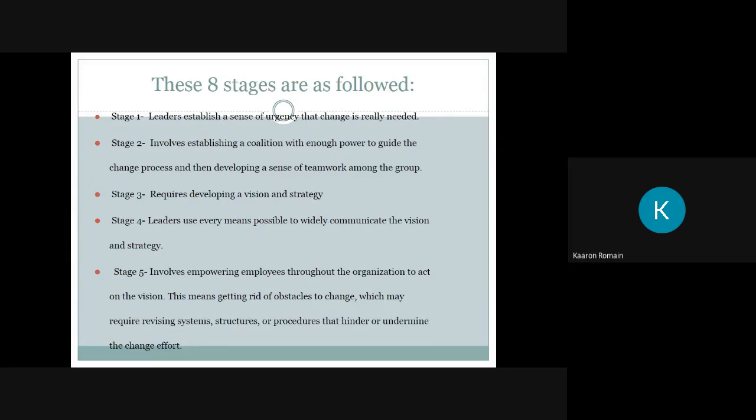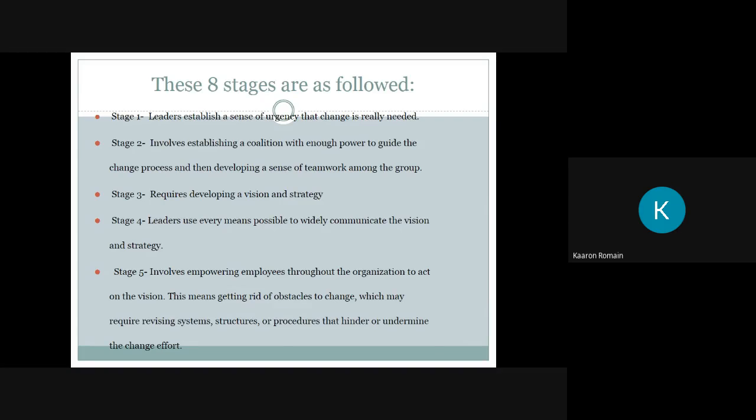Stage 1. Leaders establish a sense of urgency that change is really needed. Stage 2 involves establishing a coalition with enough power to guide the change process and then developing a sense of teamwork among the group. Stage 3 requires developing a vision and strategy. Stage 4. Leaders use every means possible to widely communicate the vision and strategy.